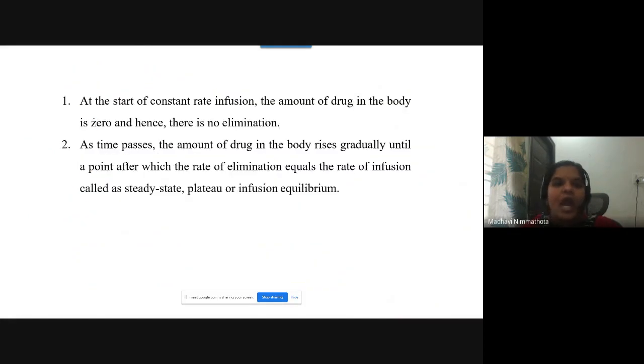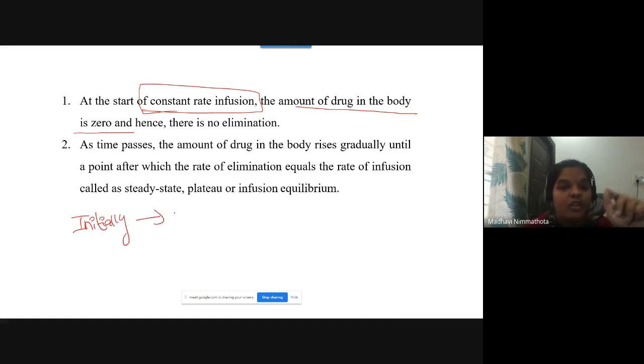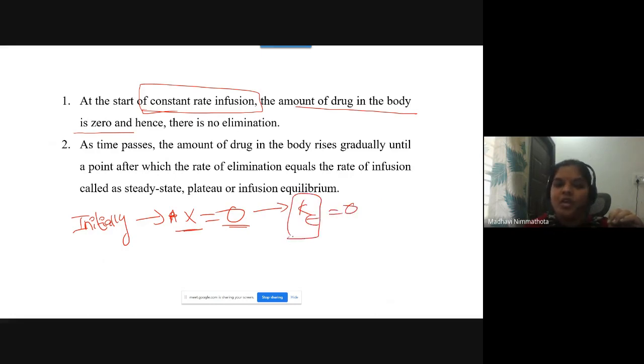Then at the start of constant rate infusion, the amount of the drug in the body is 0. At the starting time of infusion, initially when you start the infusion, at that time there is no drug available in the body, so the amount of the drug, that is X, is equal to 0. So if X is 0, then elimination is also 0, because no drug is available. For that, no elimination is there.